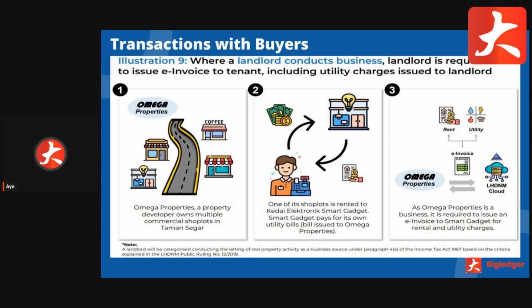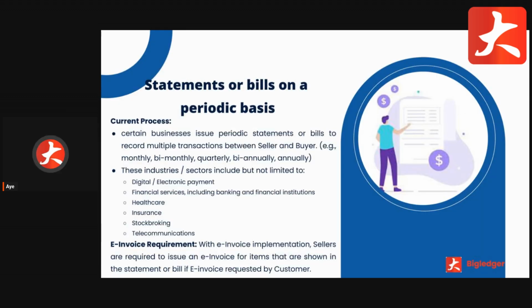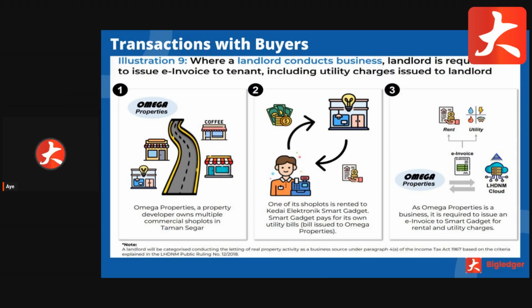Then after the submission, Kida Electric Smart Gadget will receive the valid e-invoice for the rental they pay, plus the utility that they pay. But for this part, you need to make sure that the landlord is conducting the business. So this scenario is for those conducting the business for the rental income. Okay, so this is all for the transaction with the buyers.